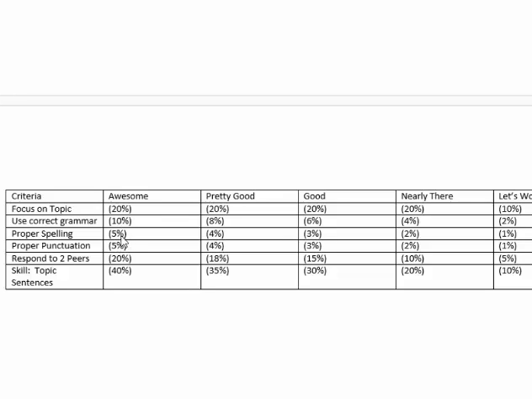spelling and punctuation. These values might change over time, and then so for pretty good, I gave them 18%, 16%, 14%, and then 10 for nearly there. So I did it in terms of percentages. So some of you may find this better to work with on your awesome, your highest. This needs to score to a total of 100%.